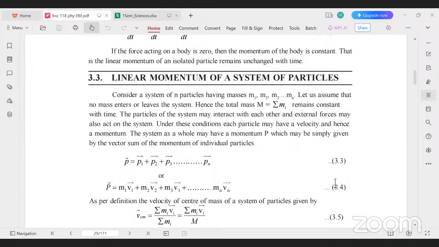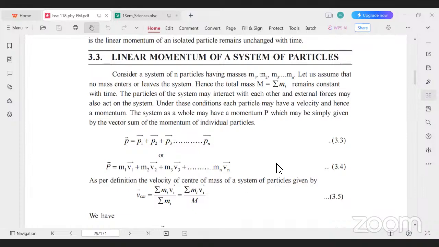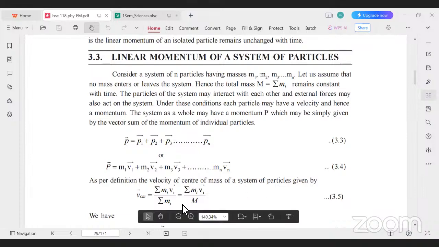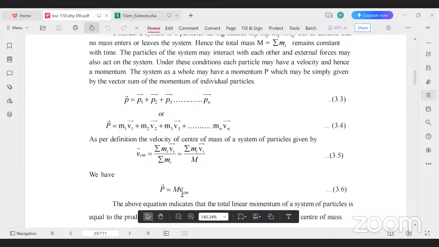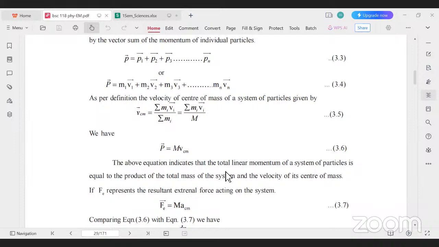As per the definition, the velocity of the center of mass of the system of particles is given by these equations. These are the assumptions which we have taken, and we are trying to simplify it. As per the definition, V bar of the center of mass is equal to sigma mi vi bar by sigma mi. So P bar is equal to the total mass times the velocity of the center of mass.